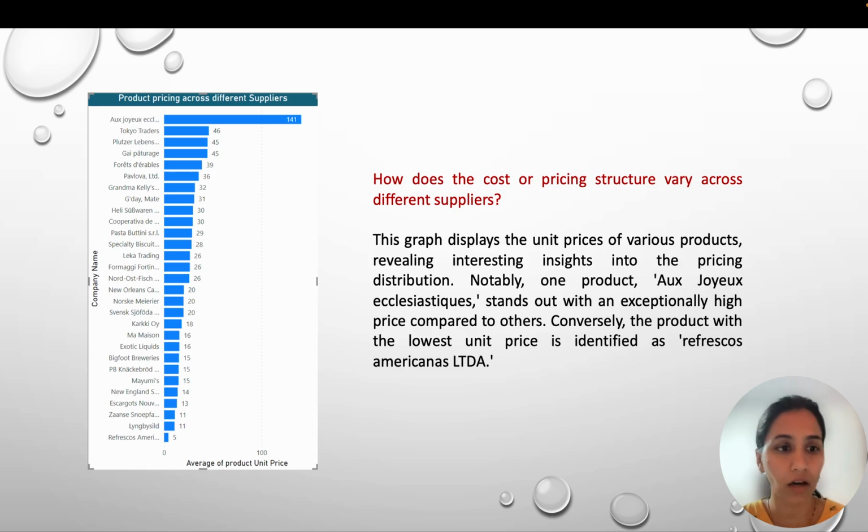And meanwhile the last one, which has an average product unit price of 5, has the minimum unit price among all the suppliers.